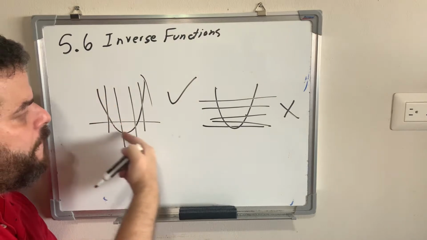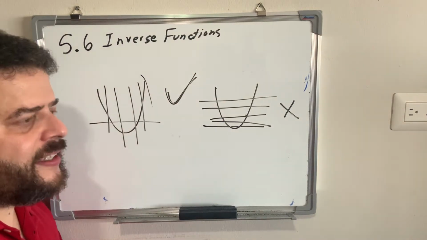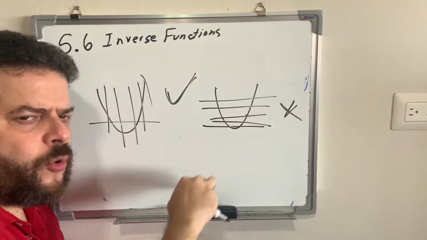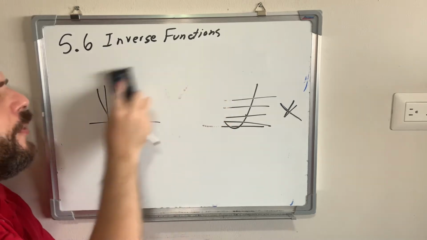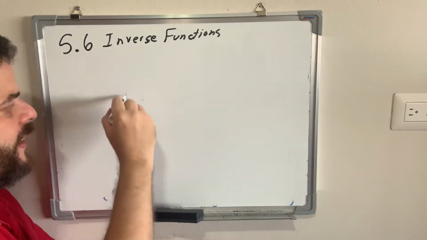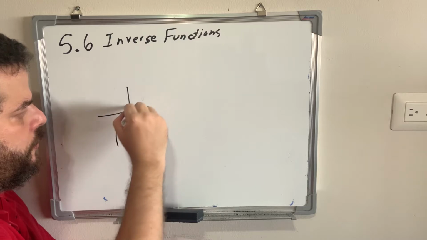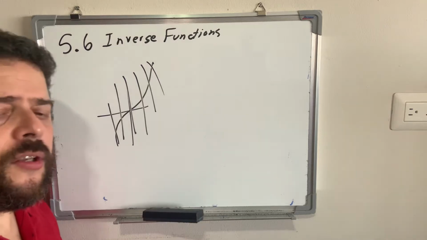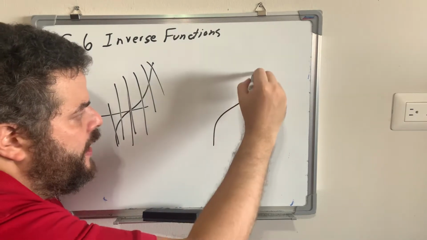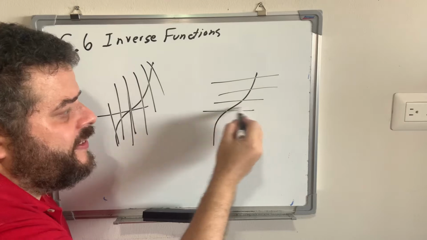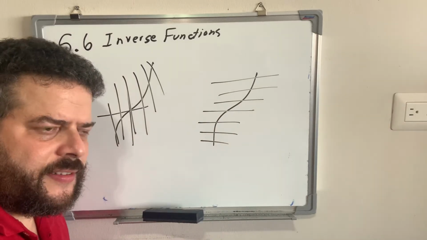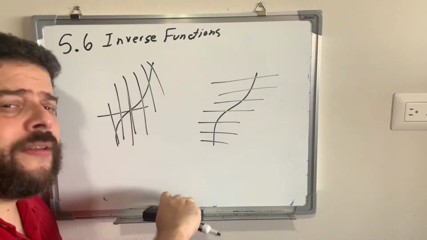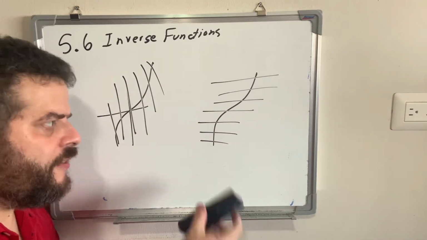So this is a function, passes the vertical line test, but it does not have an inverse because it does not pass the horizontal line test. Let's look at another example. Let's look at this cubic function. It passes the vertical line test, so it is a function, and at the same time, it passes the horizontal line test. So it also has an inverse. I don't know what that inverse is, I just know it has an inverse.